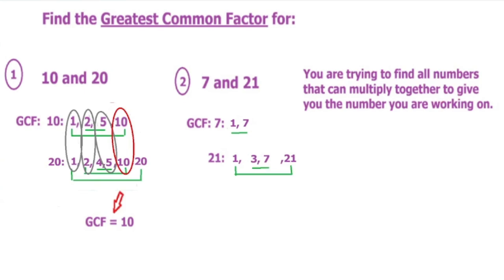Now we can see which pairs they have in common. They have 1 in common and they have 7 in common. And 7 is the greatest common factor. It's not 1 because 7 is greater, so that's the one. That is the greatest common factor for 7 and 21. And that's it. That's how you do that type of problem.